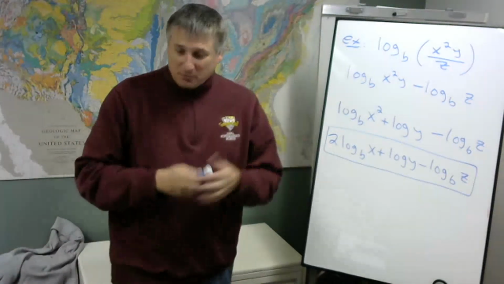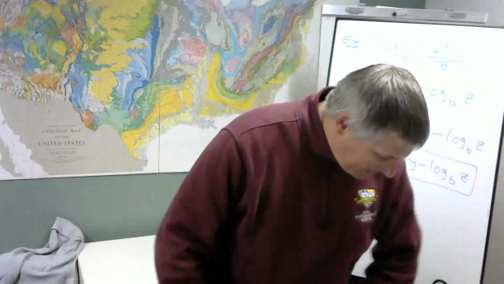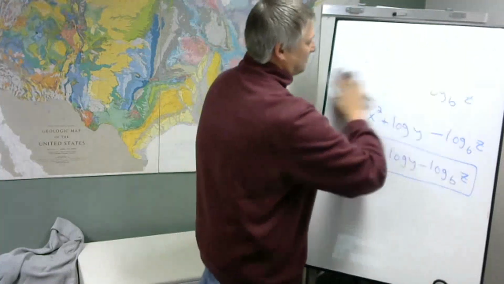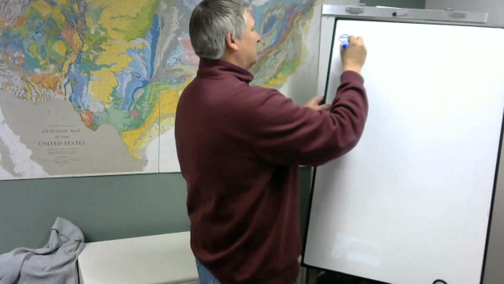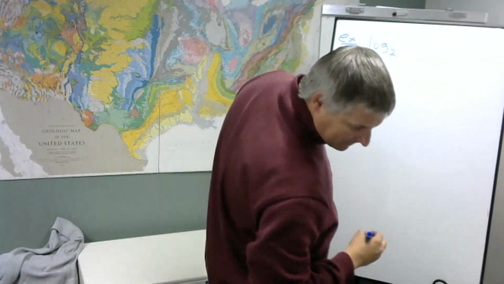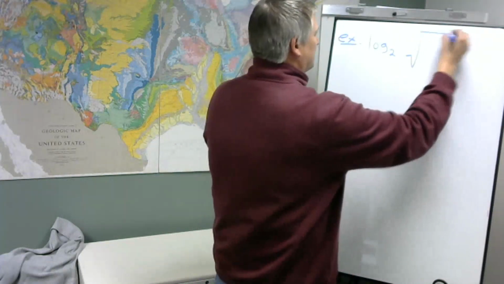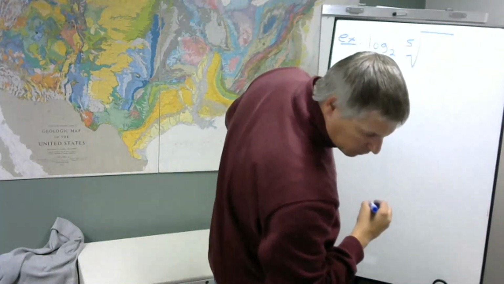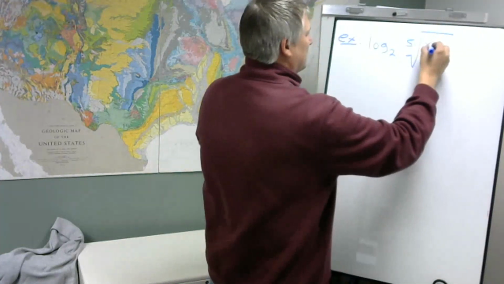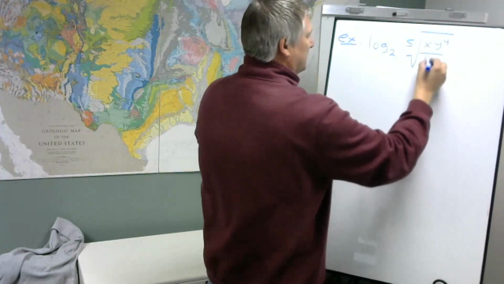So there's one we can look at. Now let's try another one. Let's say we have something, ooh, how about this? Log base 2 of the 5th root, let's see, 5th root of x y to the 4th over 16.